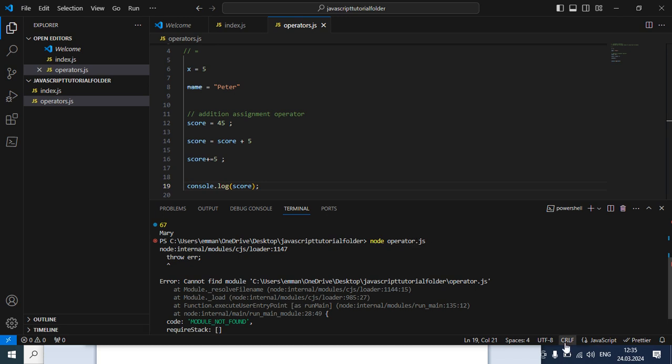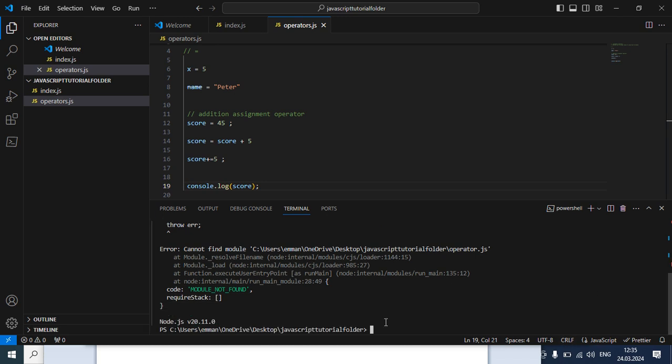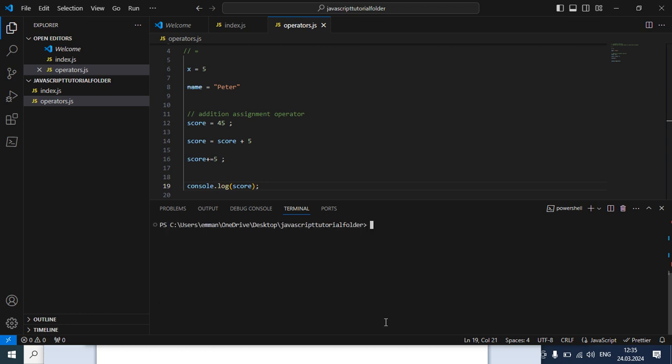Oh, that was an error from my side. Sorry about that. Node operators.js, 55. Did we get 55? Yeah. So what happened was, over here the score was 45. So 45 plus 5 gives you 50. So in this place, what it does was 50 plus 5 gives you 55. So this is the shorter way of doing it. So this is the addition assignment operator.